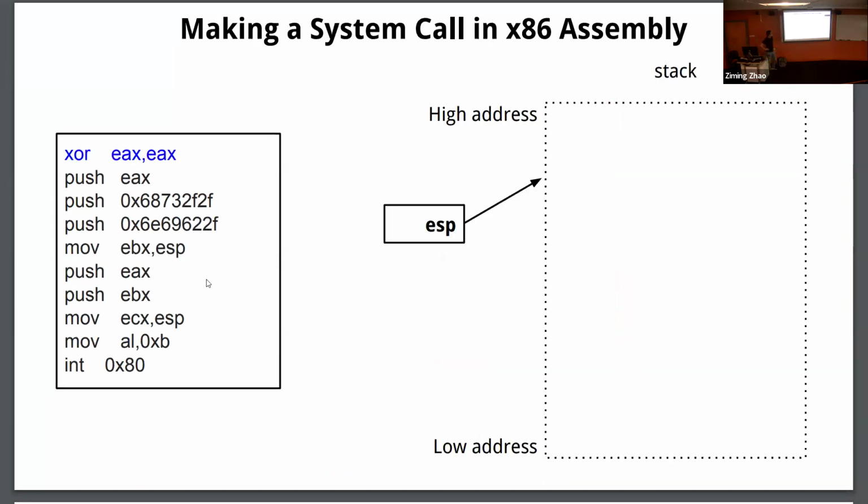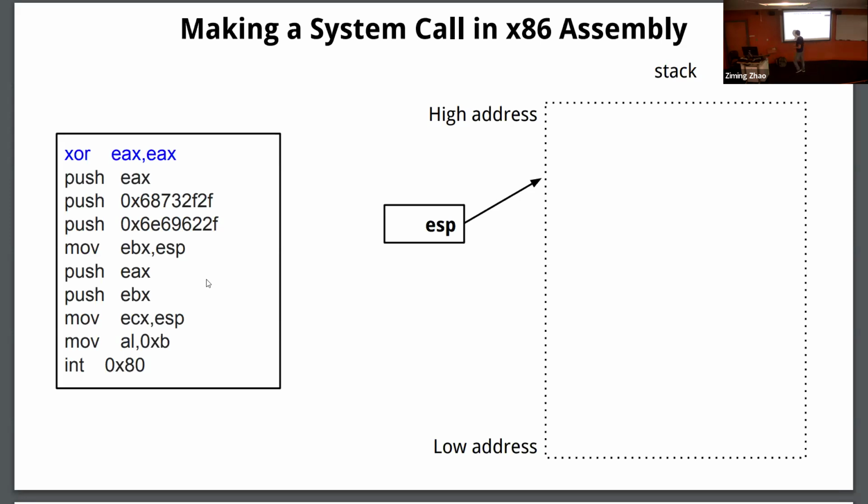The first instruction here is XOR EAX EAX. XOR is the exclusive OR operation. The first operand is the destination, the second one is the source. In this case, we're doing exclusive OR on two values, and both of them are stored in EAX, so it's the same value. What do you get when you do an exclusive OR operation on the same value? You get 0, right? So basically, this instruction is equivalent to resetting EAX to 0.